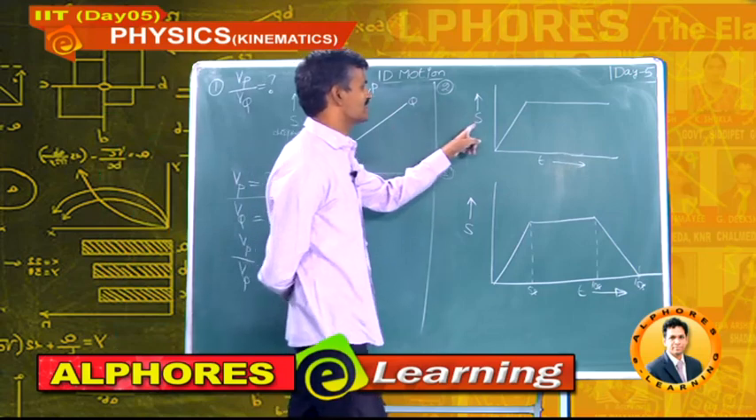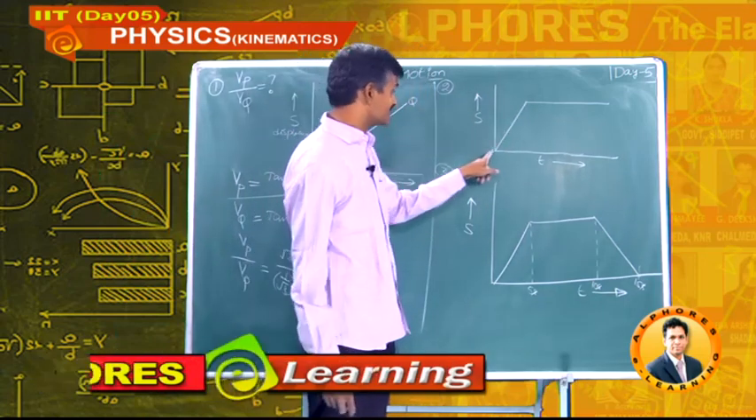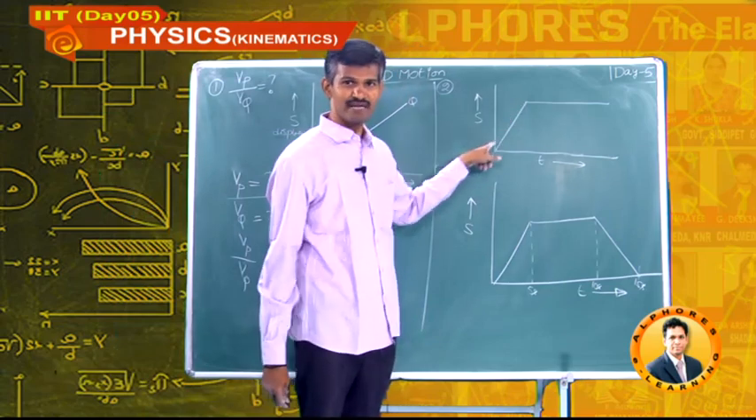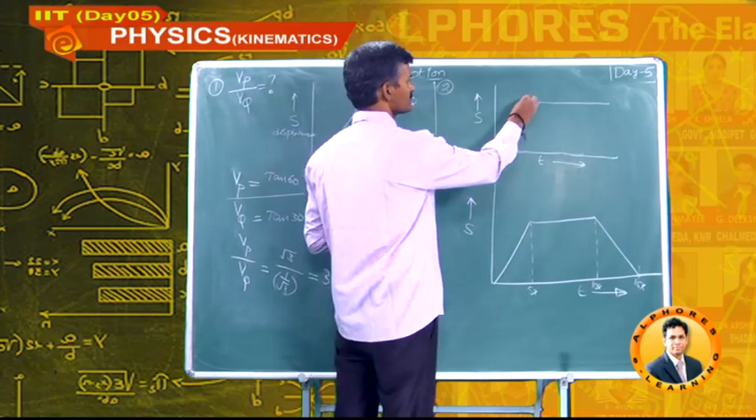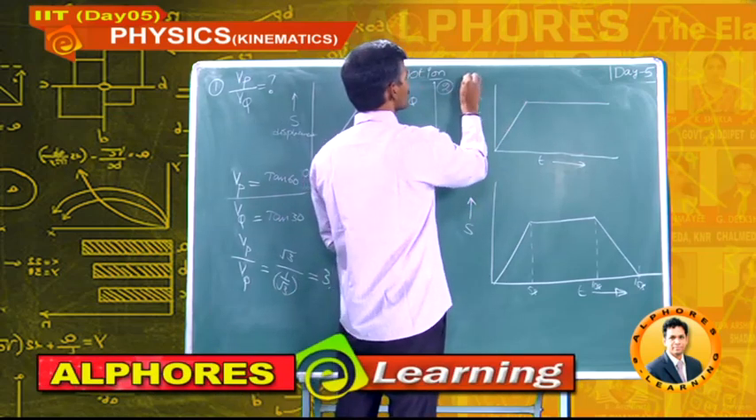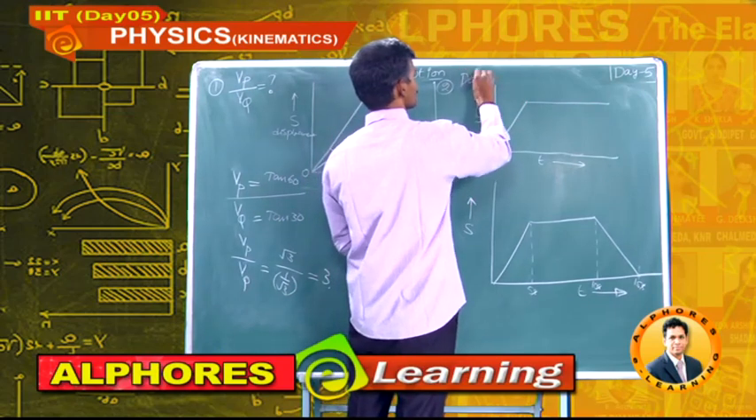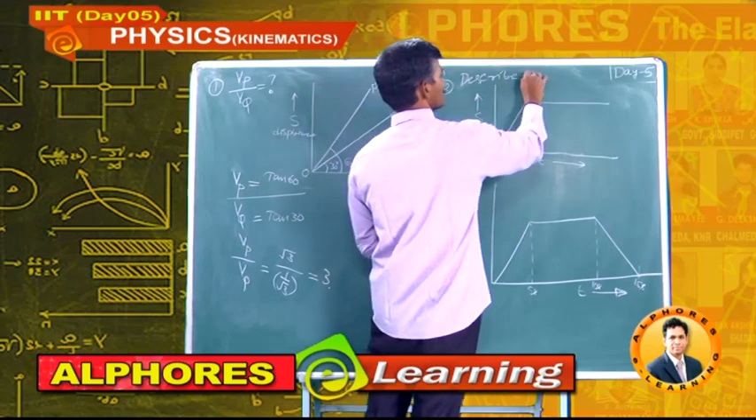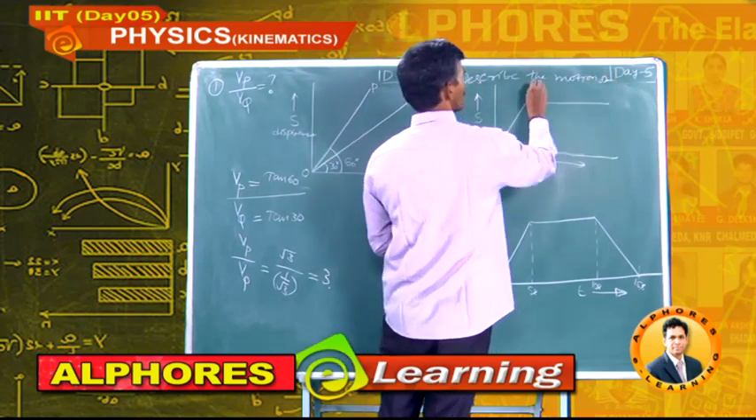Next, the graph is a displacement time graph. Here the displacement time graph is a straight line, and its slope gives the velocity. They are asking to describe the motion of the body. This is the question.